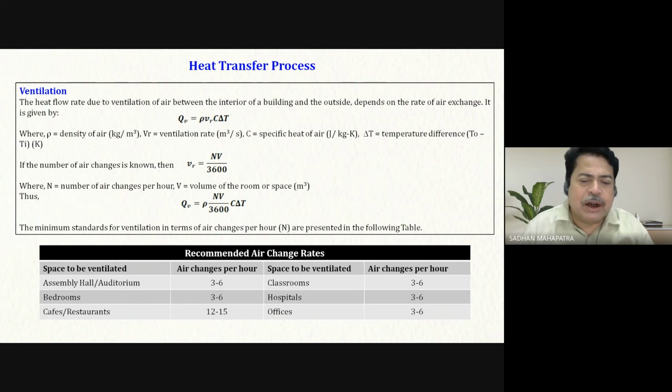There are some recommended air change rates. If it is an auditorium, we need to change the air 3 to 6 times per hour. If it is a bedroom, 3 to 6. If it is a restaurant or cafe, 12 to 15 times. So if I consider 12. Now let's look at the volume of the cafe or the restaurant, to get N V. We know the density of the air. C is the specific heat of the air. And what is the delta T you need to maintain.